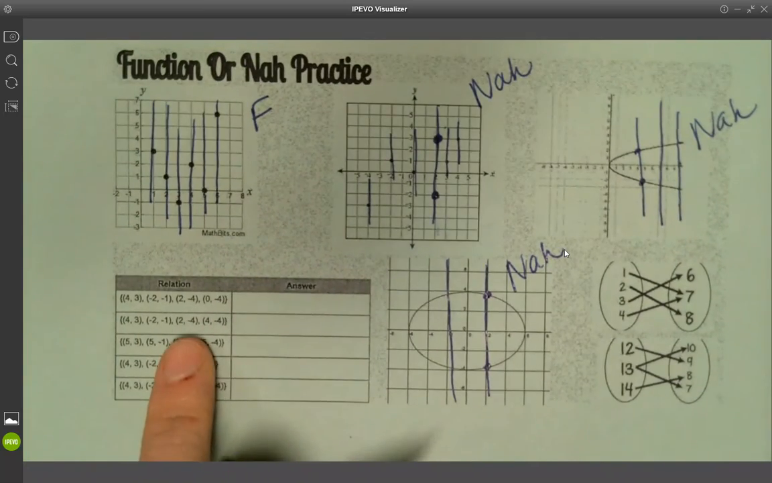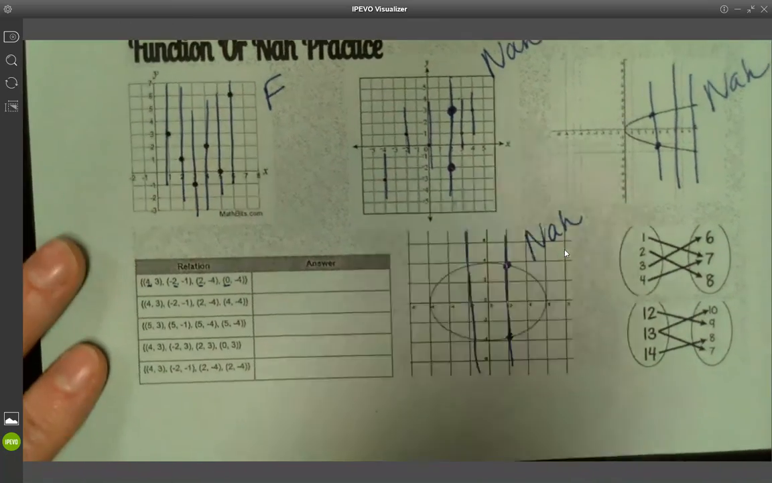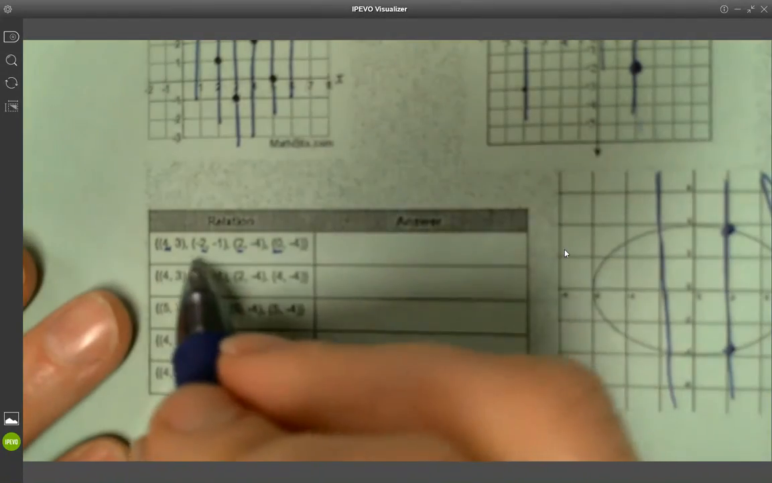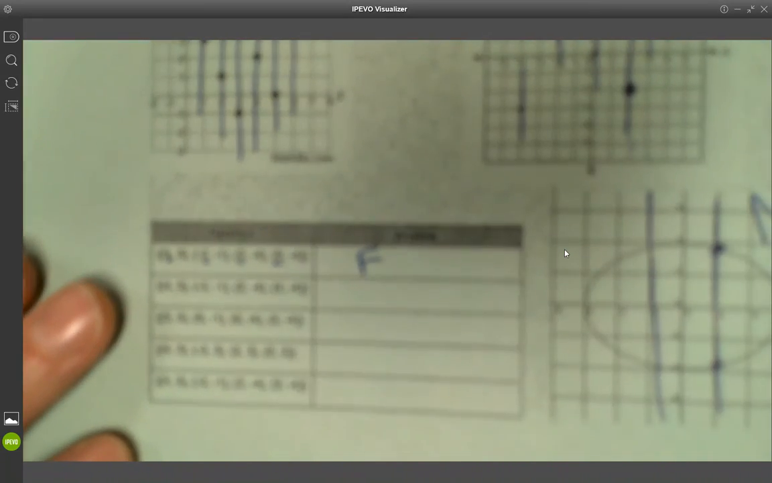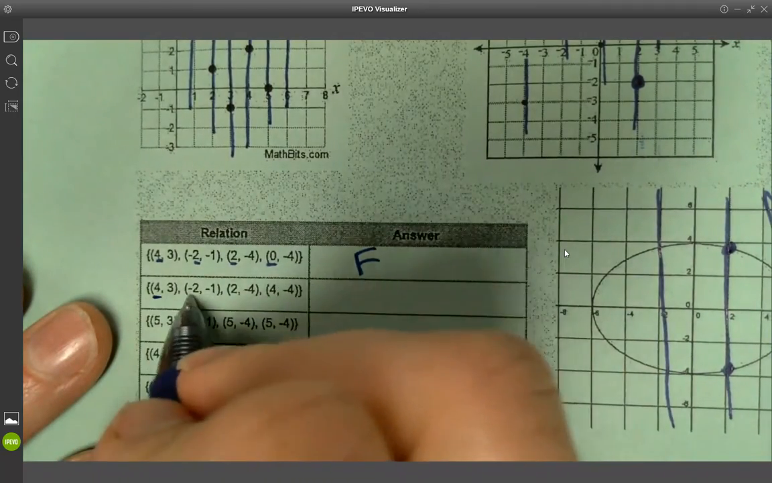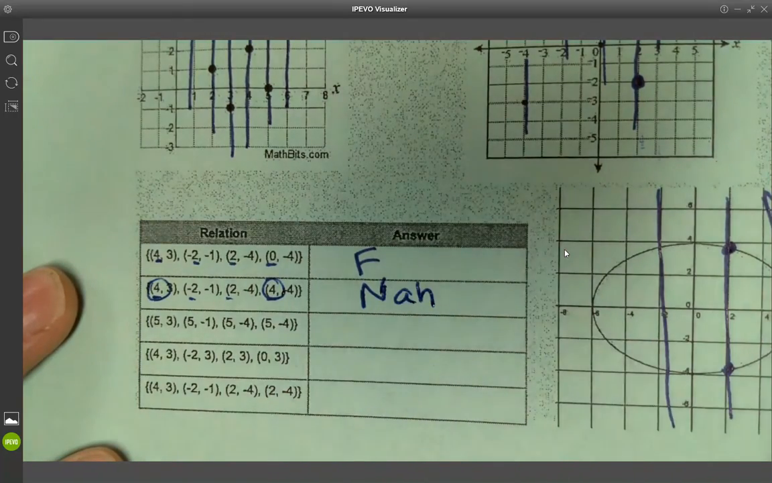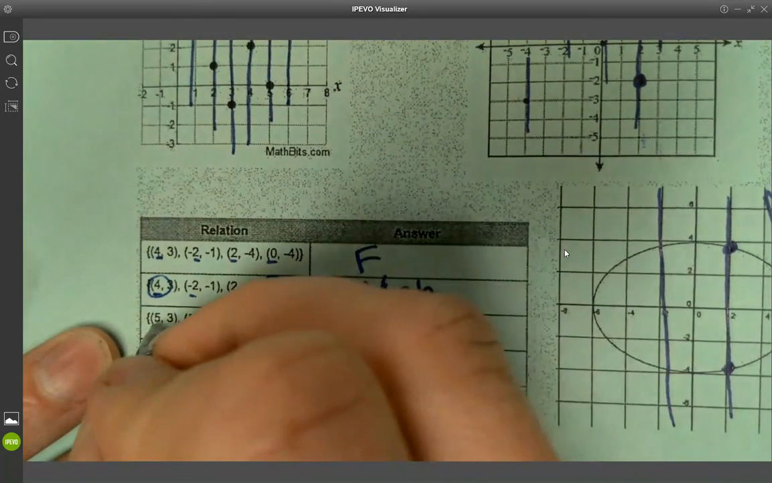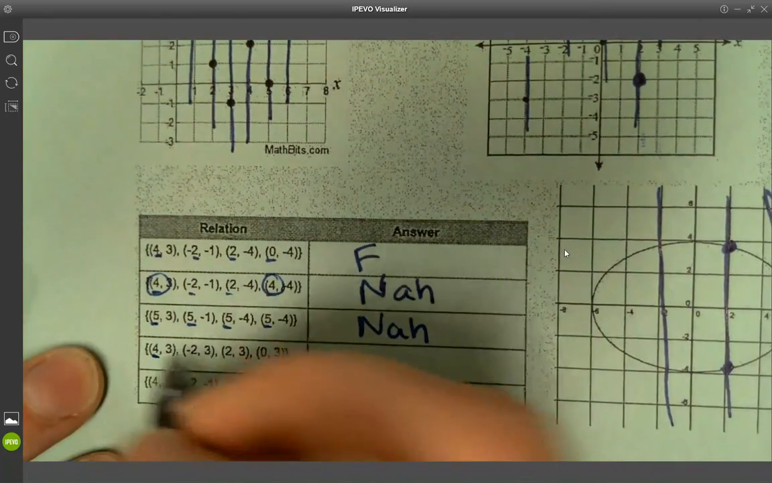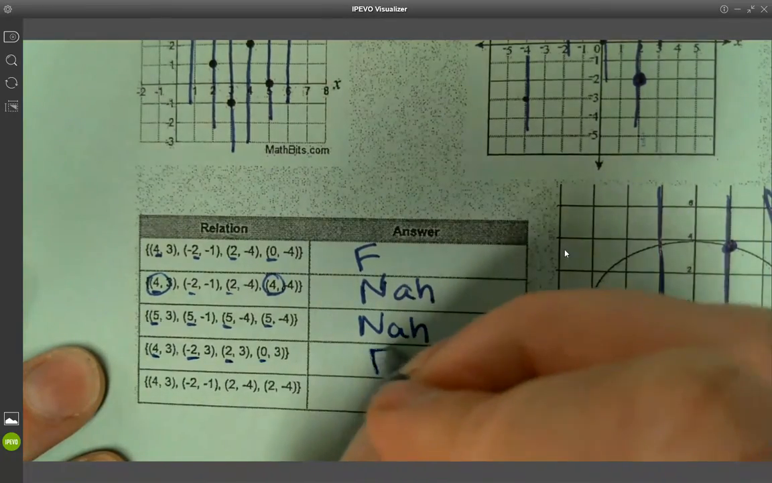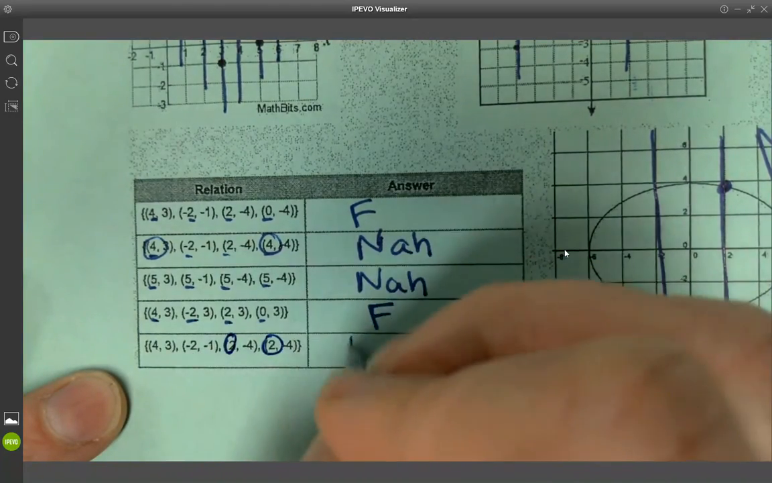And then ordered pairs, the only thing you have to check on ordered pairs is your x's. So what I like to do is just underline the x's. So this one doesn't have a repeat, so it's a function. But the next one, what repeats? Yeah, the 4s. So it's not a function. And if you want to write not a function or no, that's fine also. Okay, what about the next one? 5. Yeah, 5s repeat. What about the next one? Yep, it's a function. And then the next one? 2. No. Yeah, nah.